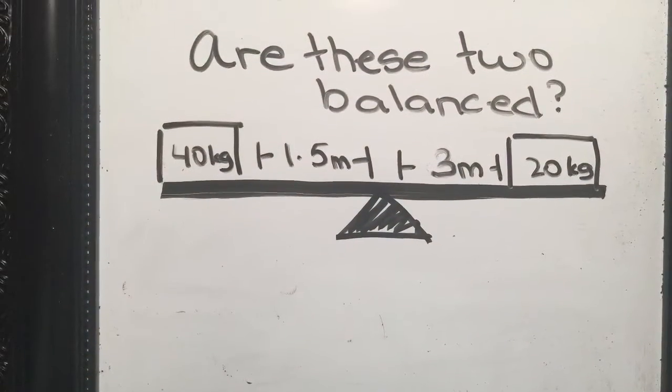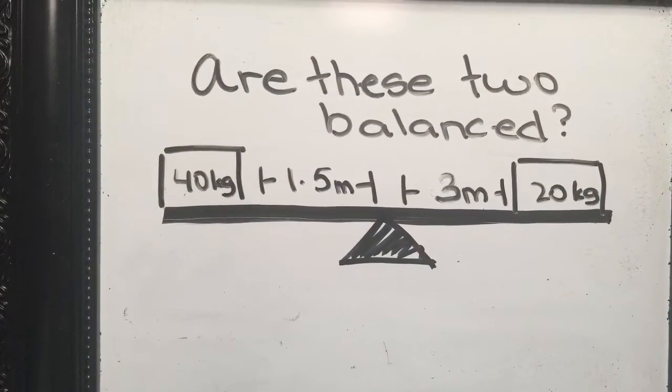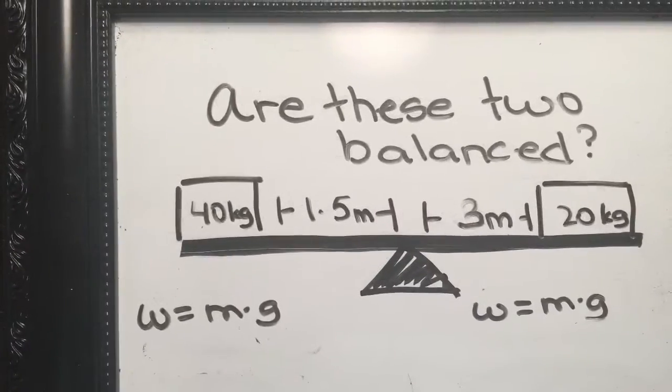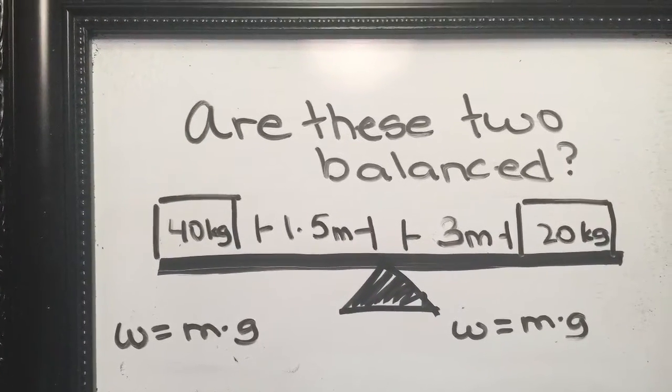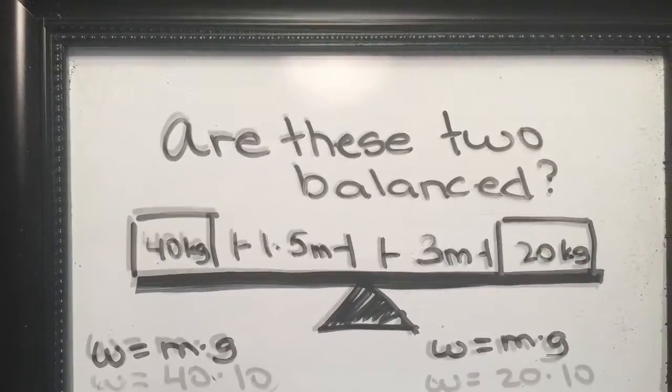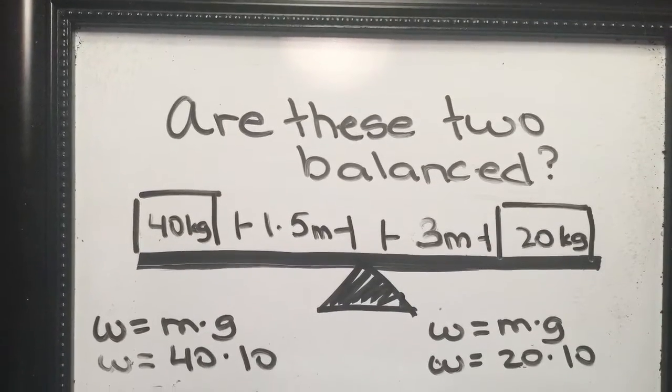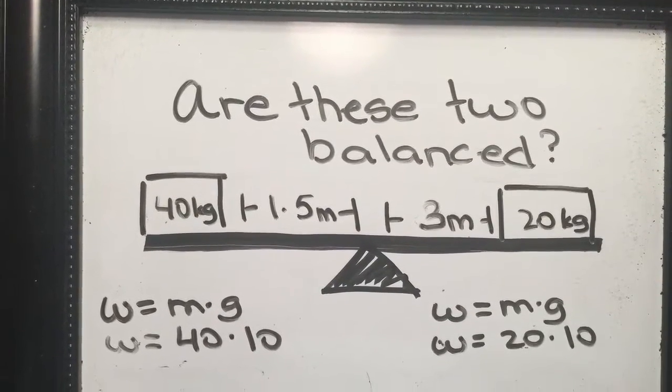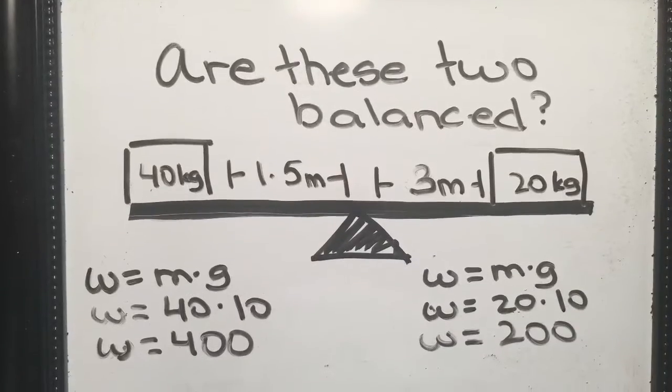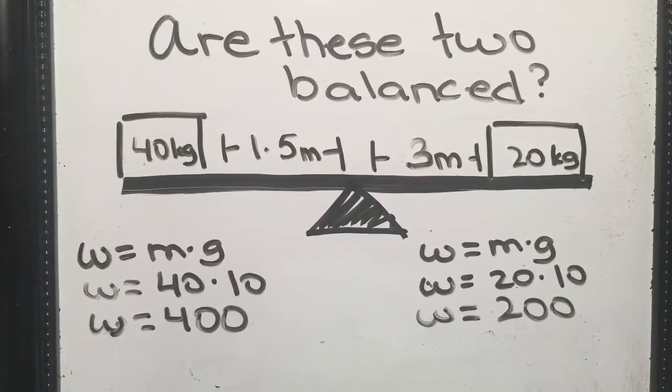Are these two weights balanced on the seesaw? We can use simple math to find out. The first step is to write down the formula to find the weight. The next step is to substitute in the numbers for the mass and the gravity. We now have the weight, or the F, or force, for torque.